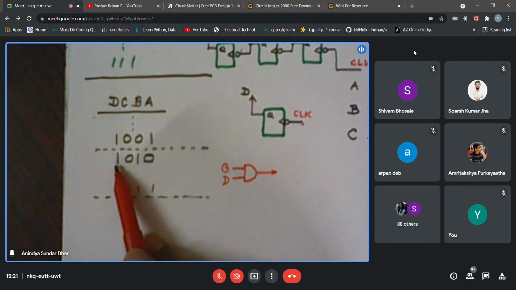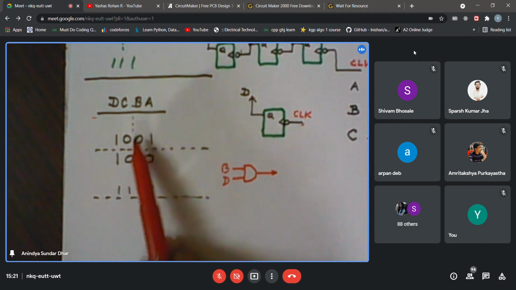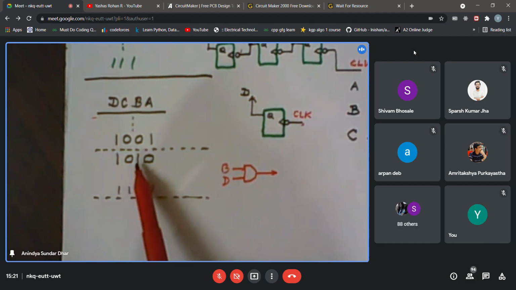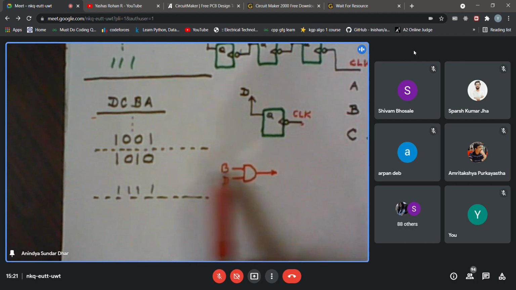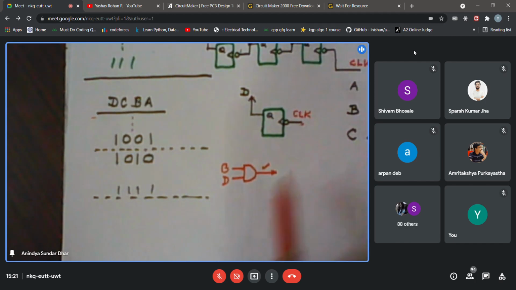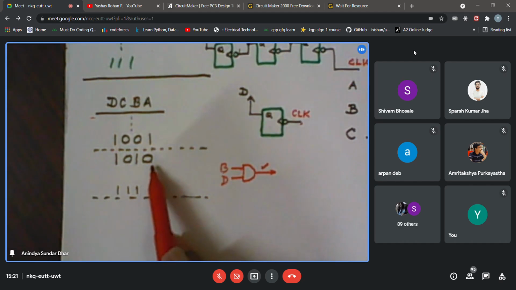This is the first occasion when B and D both are becoming high. In earlier cases, B and D are never both high, because this is the first occasion when you are getting 10, and the count increases monotonically. So when B and D become high, the output of the AND gate becomes high. Where would you like to connect this output of the AND gate? To the reset pin of the 7493. So that will skip all these states.